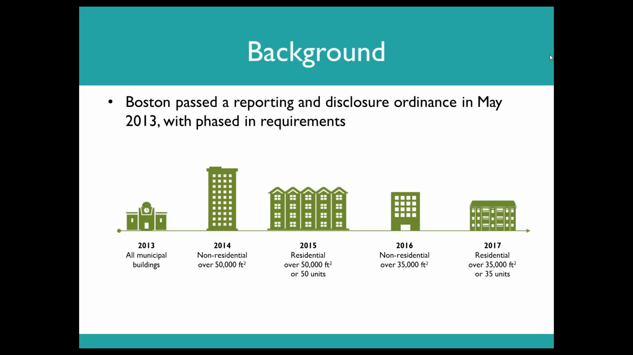So just a bit of background here. In Boston, we passed our Energy Reporting and Disclosure Ordinance in May 2013 with phased-in requirements, which probably many of you are very familiar with. Started with municipal buildings in 2013, proceeding with buildings over 50,000 square feet in 2014 and 2015. And then this year and next year, the ordinance will be encompassing all buildings above 35,000 square feet.